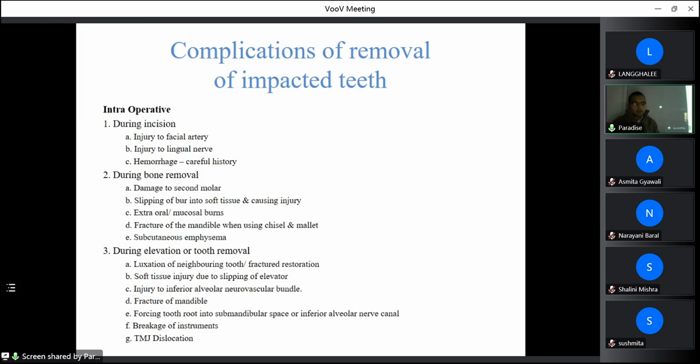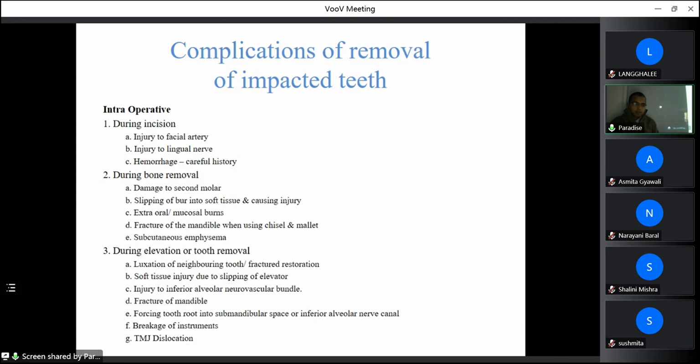Complication is intraoperatively, during bone removal, you may damage the second molar tooth, especially if there is any restoration, if there is a crown, if the patient has a metal ceramic crown or prosthesis. In the 7, the chance of its dislodgement is very high, because whenever you are using an elevator on the mesiobuccal line angle of the 8, you may damage the restoration of the 7. You may damage the crown.